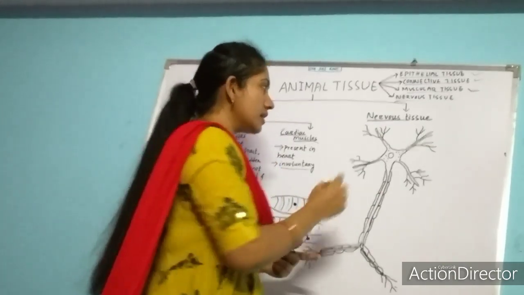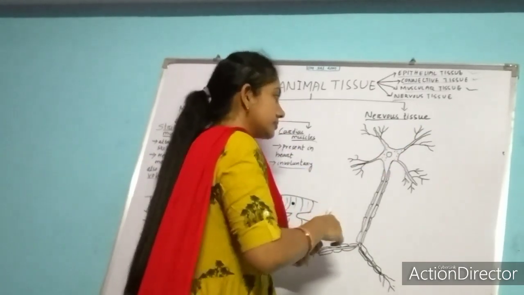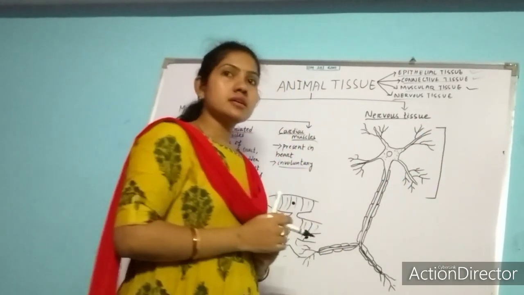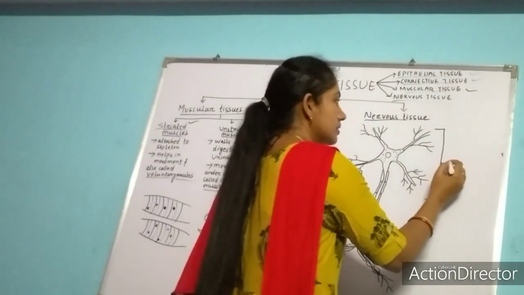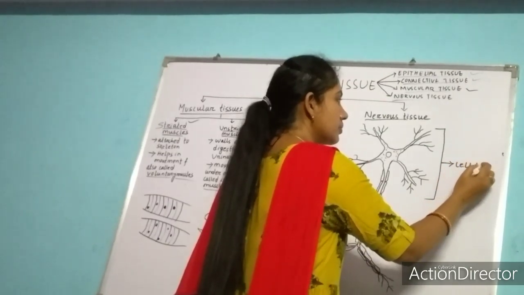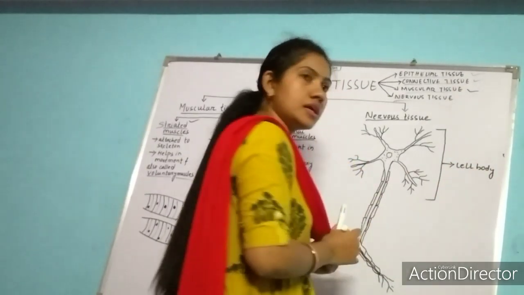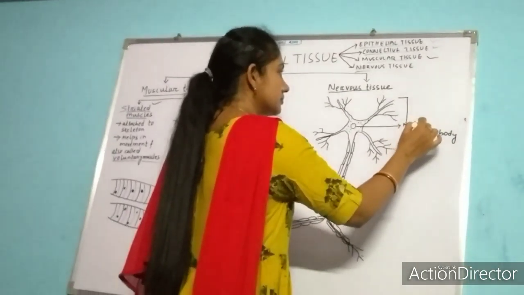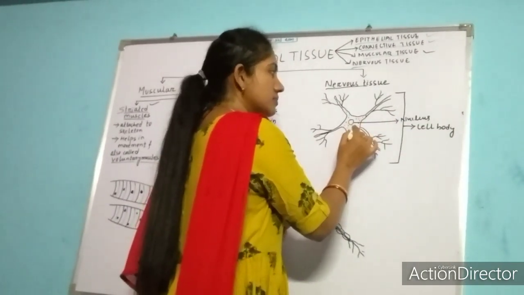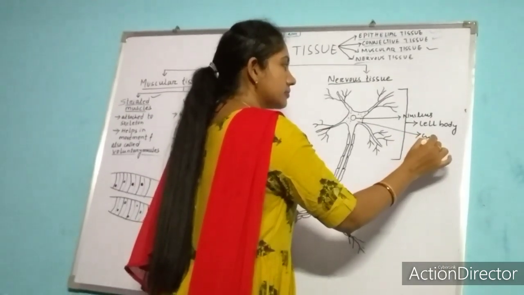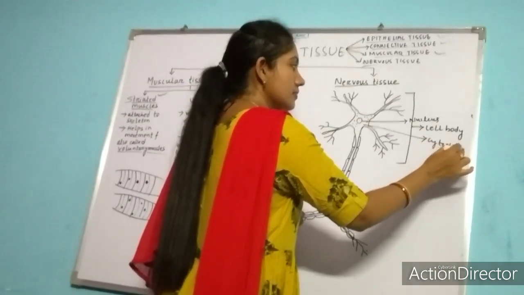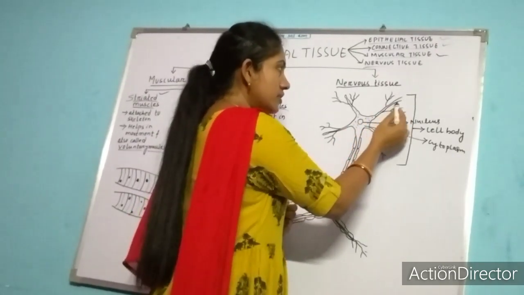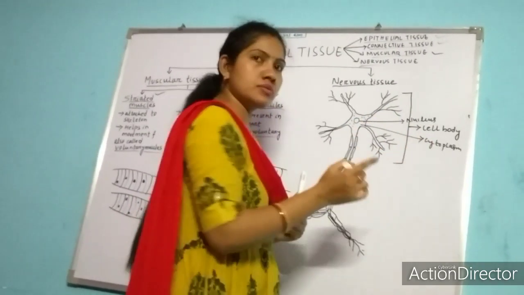If we look here, this part we call what? The cell body. The cell body contains a central nucleus and cytoplasm. These are the what? Cytoplasm. The cell body is also known as the cyton.